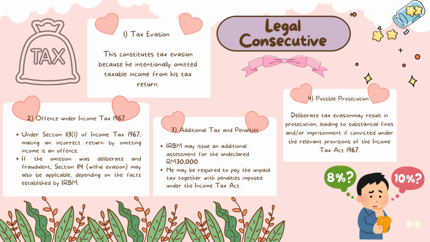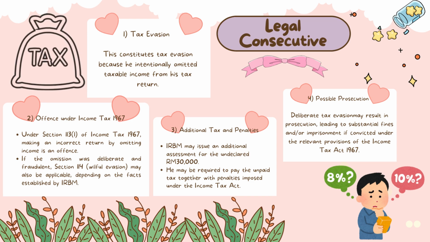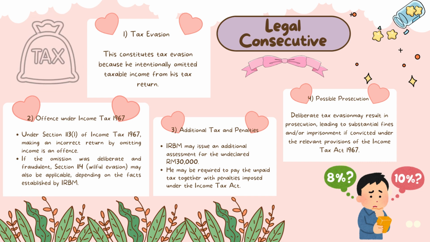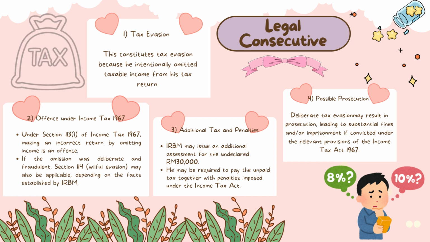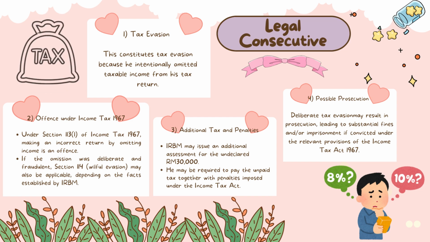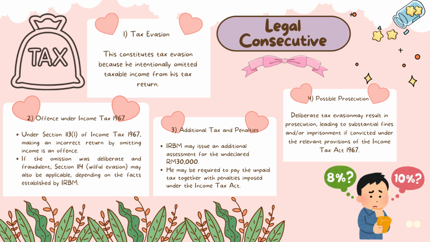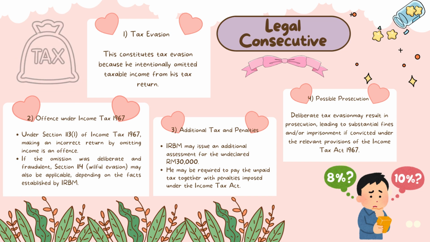Furthermore, if the omission is proven to be deliberate and fraudulent, Section 114, which relates to willful tax evasion, may also apply depending on the findings of the Inland Revenue Board of Malaysia, or IRBM. Next, because the RM30,000 income was not declared, IRBM may issue an additional assessment to recover the unpaid tax. Besides paying the outstanding tax, Encik Muniandi may also be required to pay penalties imposed under the Income Tax Act 1967. Lastly, deliberate tax evasion may result in legal prosecution.